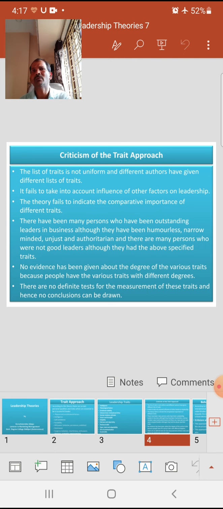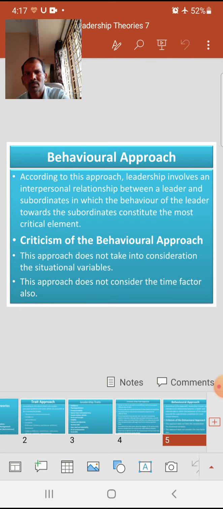This theory, however, provides that leaders should have certain personal characteristics. Some of these qualities are inborn, others can be developed by management through proper training programs. And now we will discuss another approach, that is the behavioral approach.